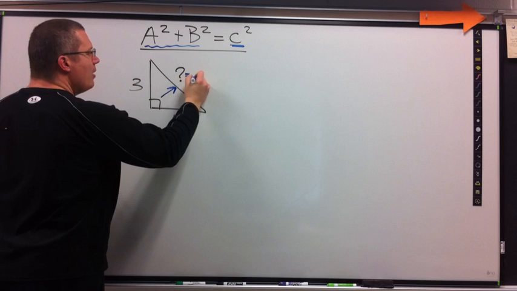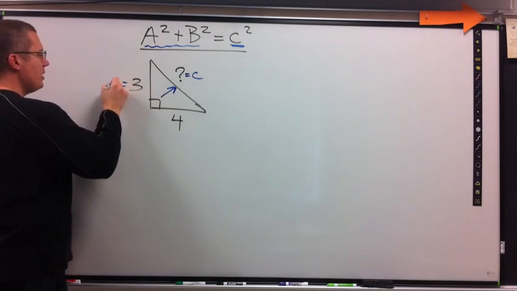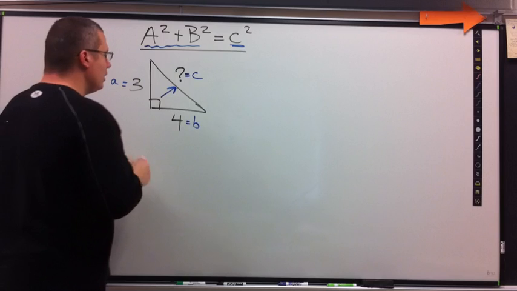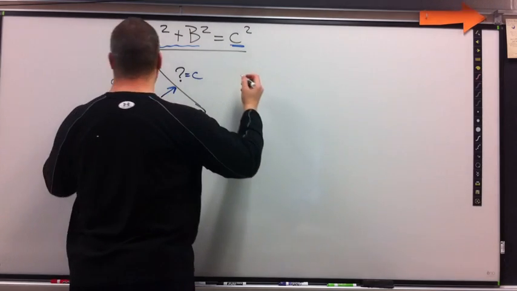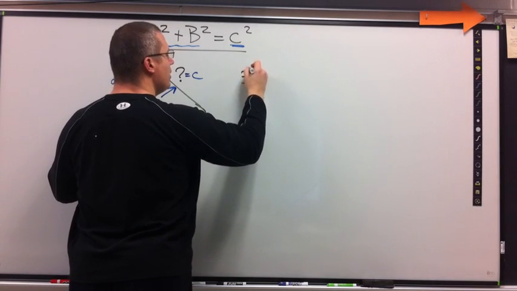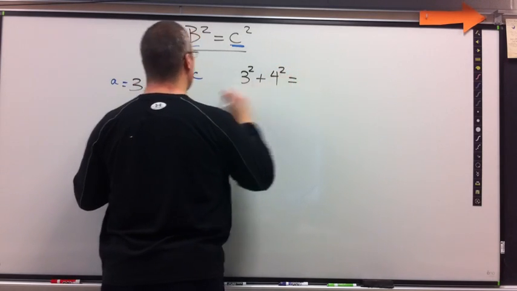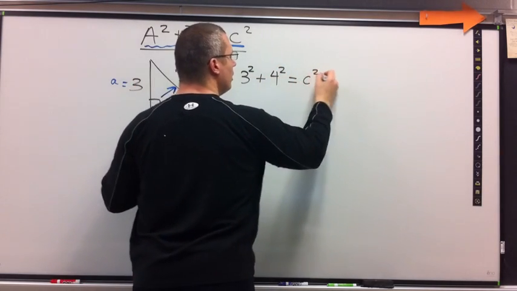Again, the hypotenuse automatically is c. These two, it does not matter which is which. Pick one, a, b, it does not matter. So I take my formula: a squared, 3 squared, plus 4 squared equals c squared.